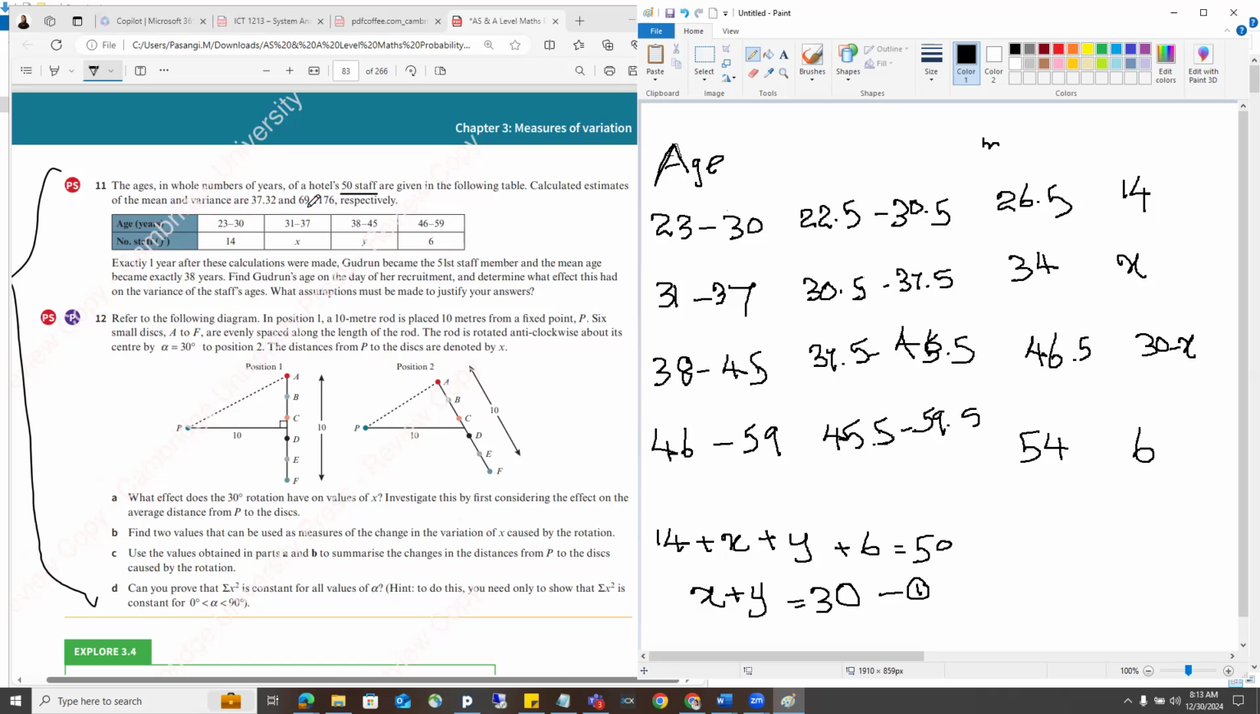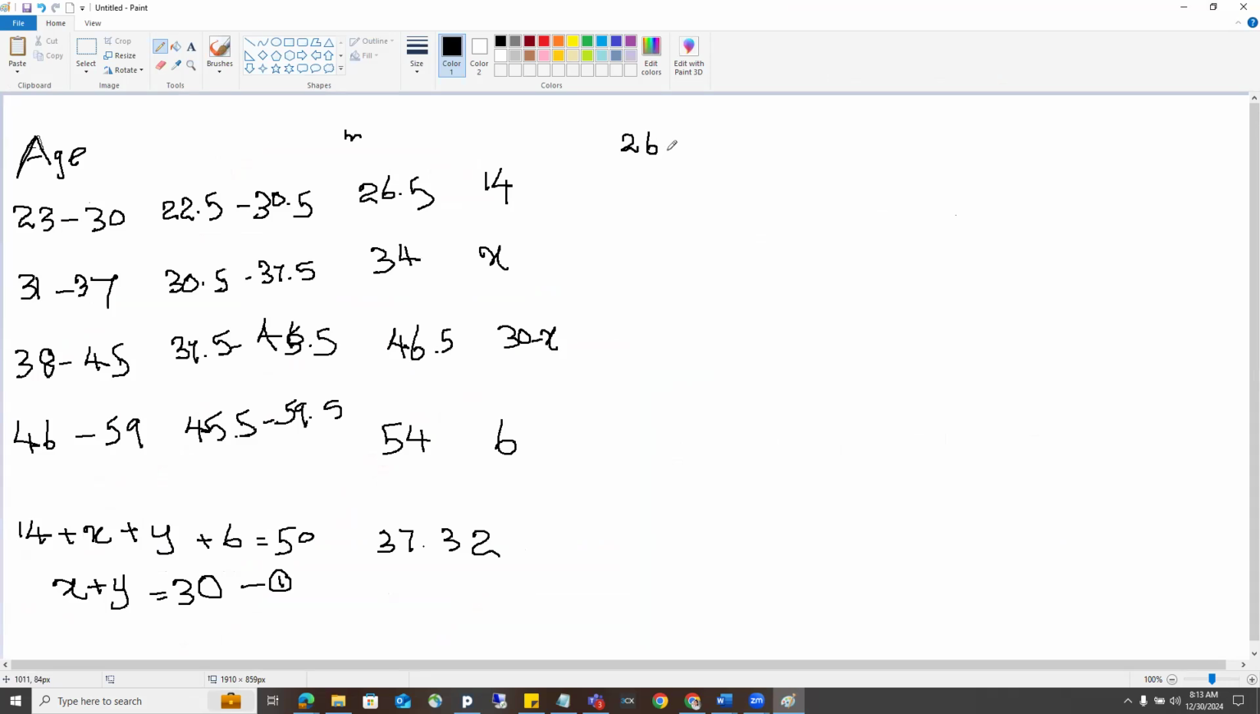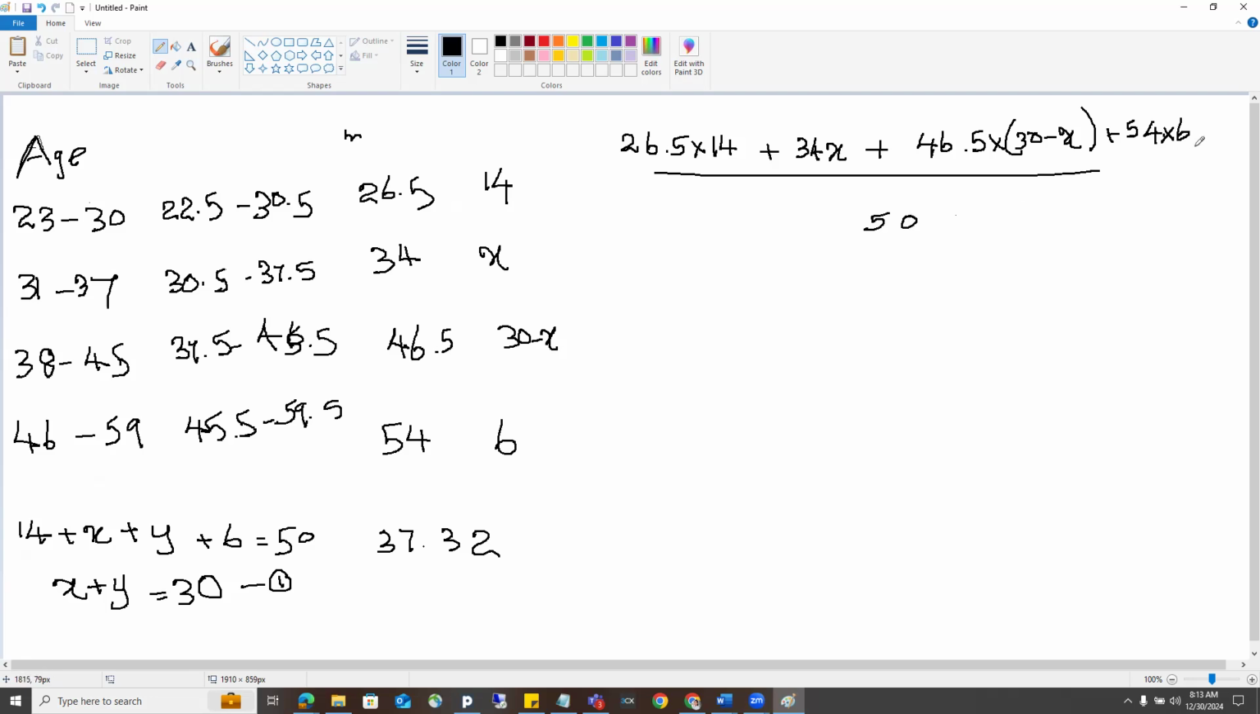Now the mean value is actually, as they said, 37.32. So now 26.5 times 14 plus 34x plus 46.5 into 30 minus x plus 54 times 6, divided by 50, should equal 37.32.